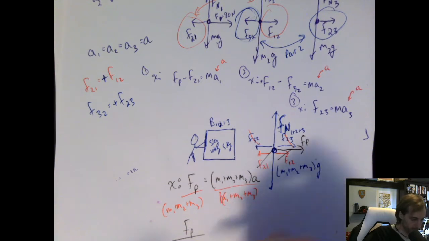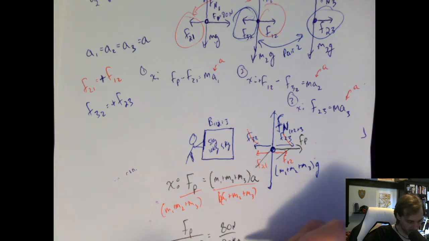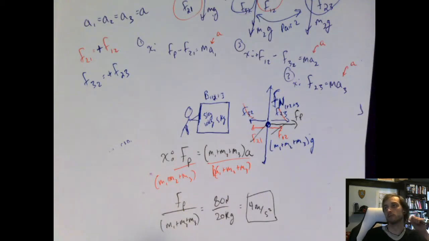And that'll give us this: 80 newtons divided by our 20 for combined mass, because we've got 5 plus 10 plus 5, which gives us 4 meters per second squared as our acceleration. And that's it.